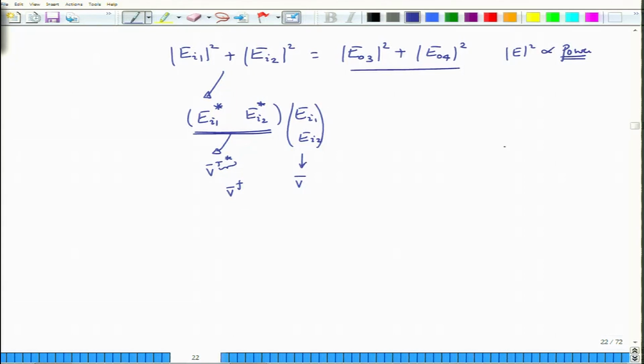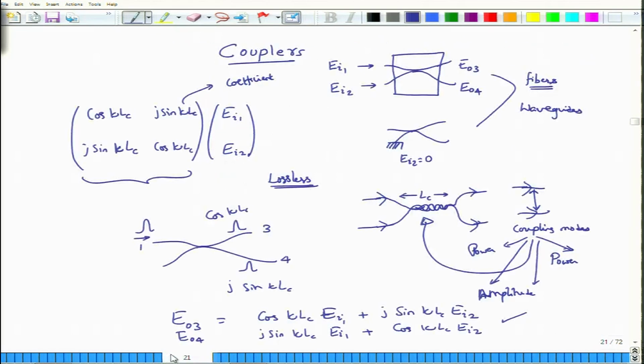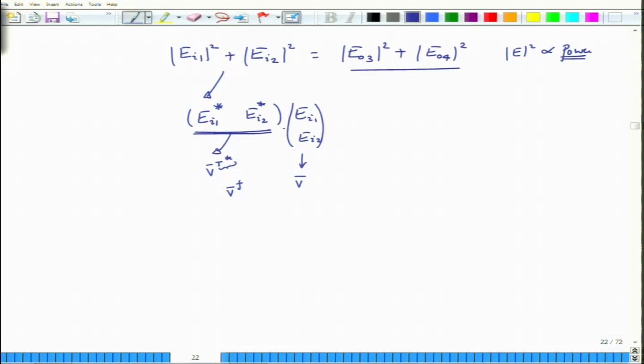Of course, you can do the same thing for the output electric fields as well, and using the relationships that we have already developed in the previous slide, you can substitute and painfully show that this equation will be true. But there is a slightly better way of doing it.